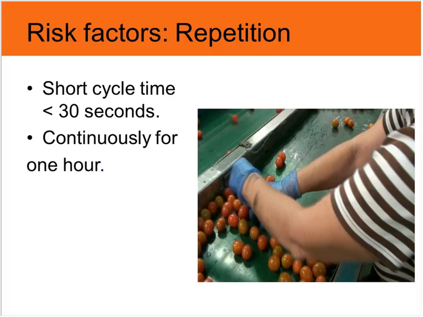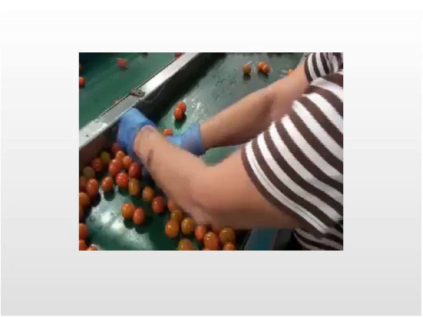So we're going to play a video, and I'd just like you to watch this. And think about the body part here is the wrist and hand, and just look at how repetitive this task is and try and think about how long the cycle time might be in this example.